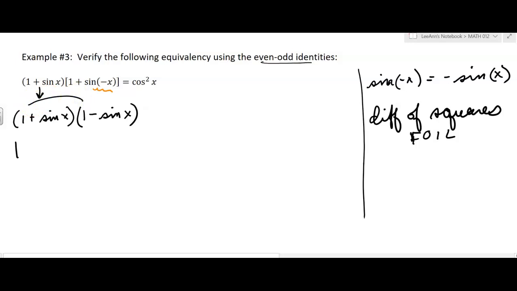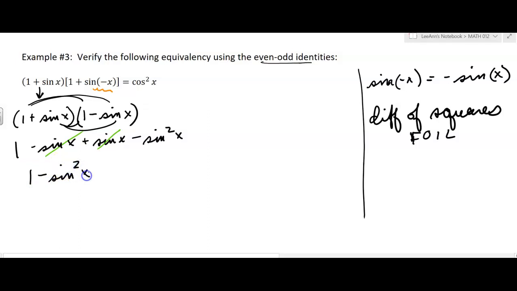But 1, and then you'd have negative sine x. Then you'd have the positive sine x. And then you'd have minus sine squared x. Okay? So that's what's happening there, and that's how we write it. Sine x times sine x is sine squared x. Okay, well then we notice that these cancel out, and so we just have 1 minus sine squared x.